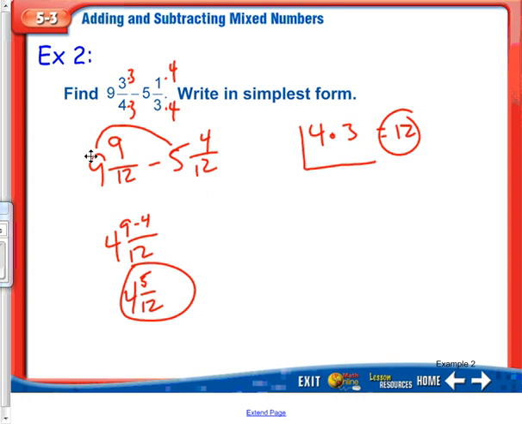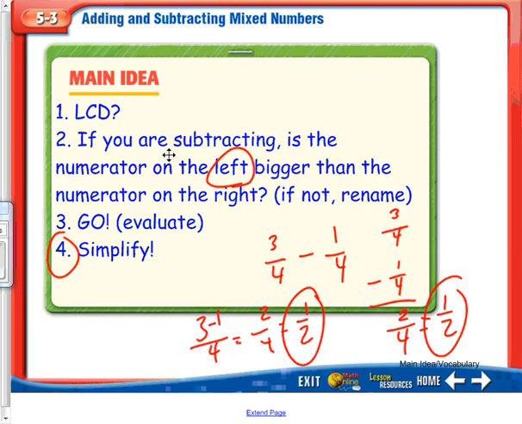So again, you can work with the whole numbers as long as your numerator on the left is bigger than the numerator on the right. We're going to get to a problem where we have to rename, and then you can't just take care of your whole numbers first. So take it one step at a time. Follow the steps here that I'm giving you. Okay, if it's addition, you can go from 1 to 3. If it's subtraction, though, you have to check step 2.